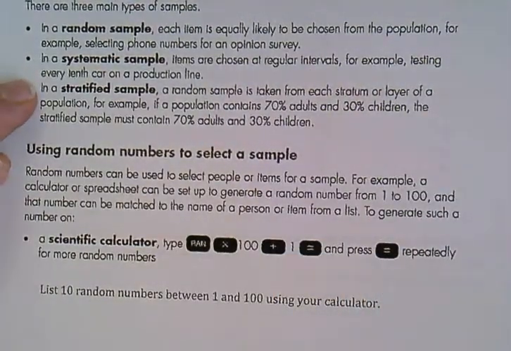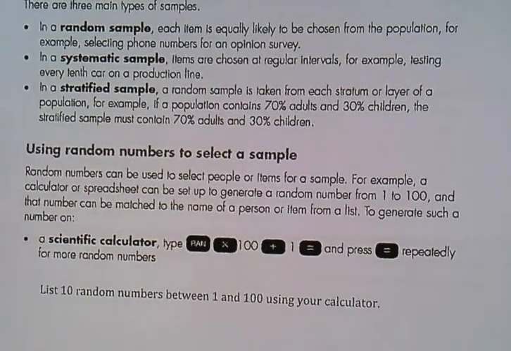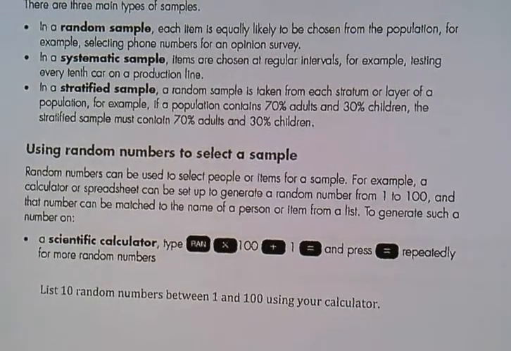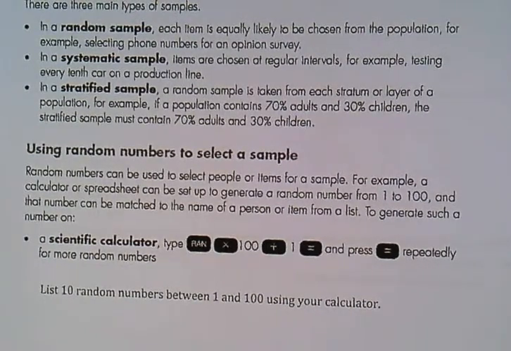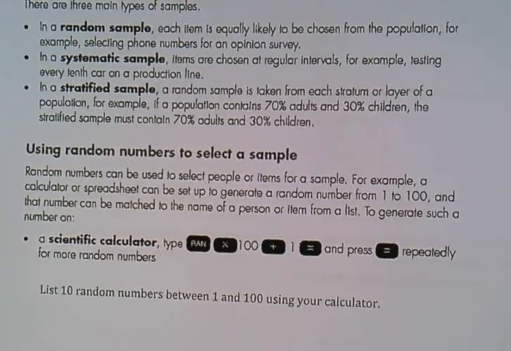In a systematic sample, items are chosen at regular intervals. For example, testing every 10th car on a production line. Or let's say I want 60 people from Bethlehem. I might decide that I'm going to sample 2 people from each homeroom circle. I might decide to sample person number 5 and 10 on the homeroom circle roll, or the first person and the 7th person on the homeroom circle roll. But I would do that in each homeroom.